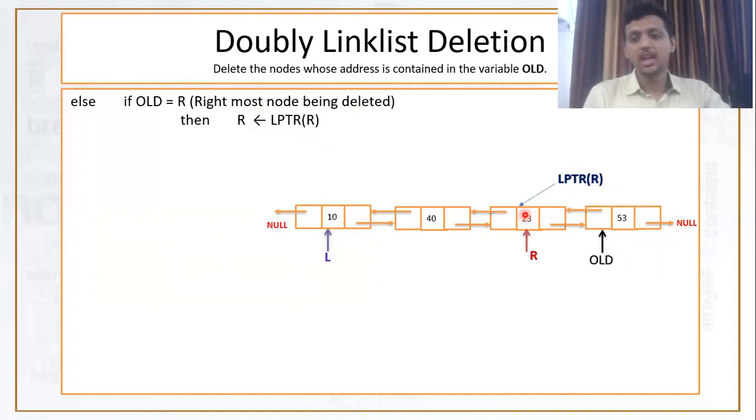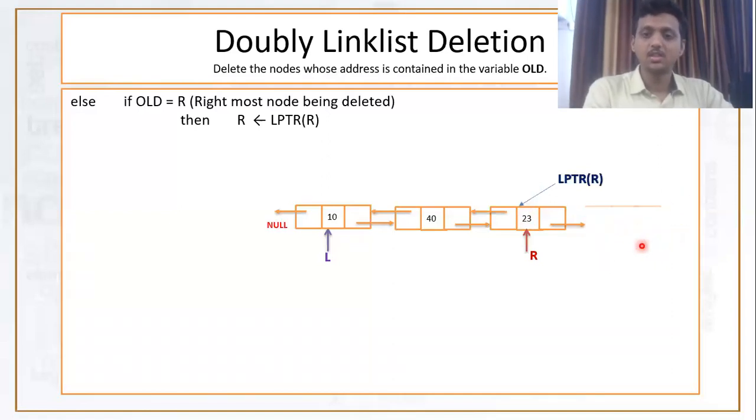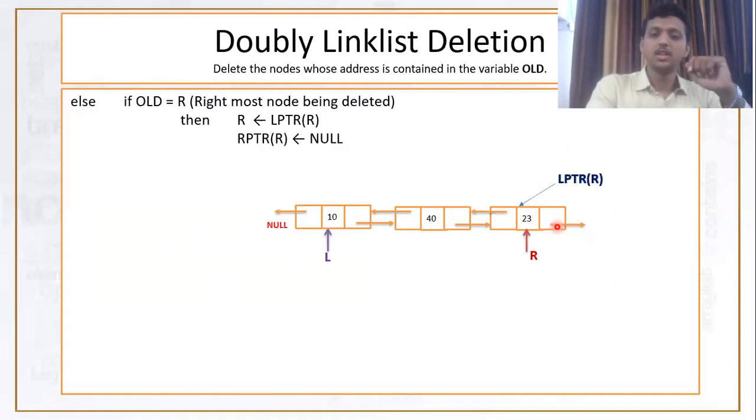After that, this node no longer exists, so delete it from the linked list. Now the new name of this node is the right pointer of R. It means RPTR of R is pointing to null. So RPTR of R will point to null.